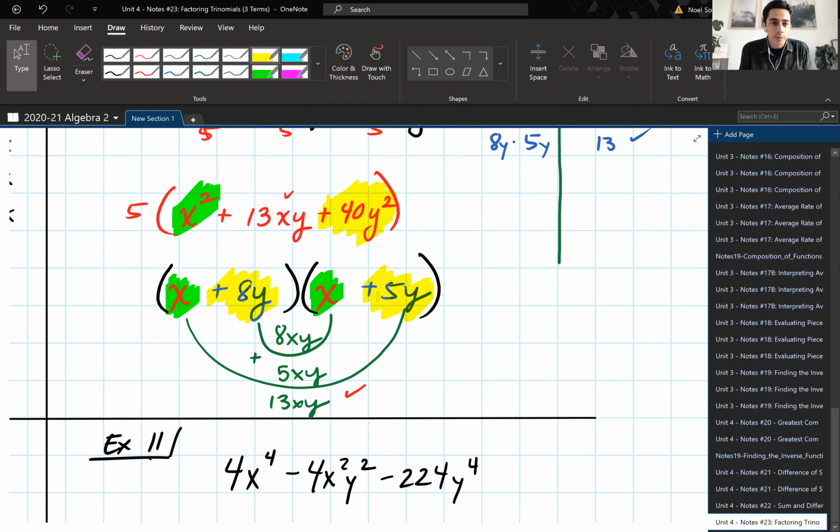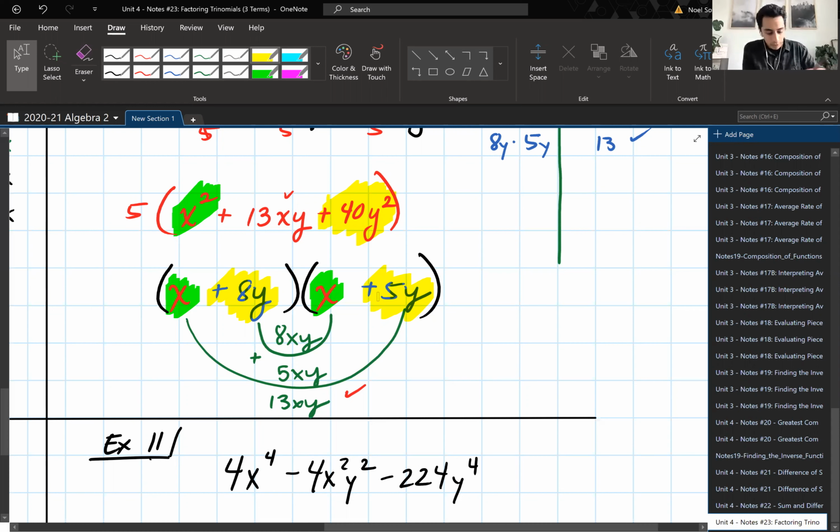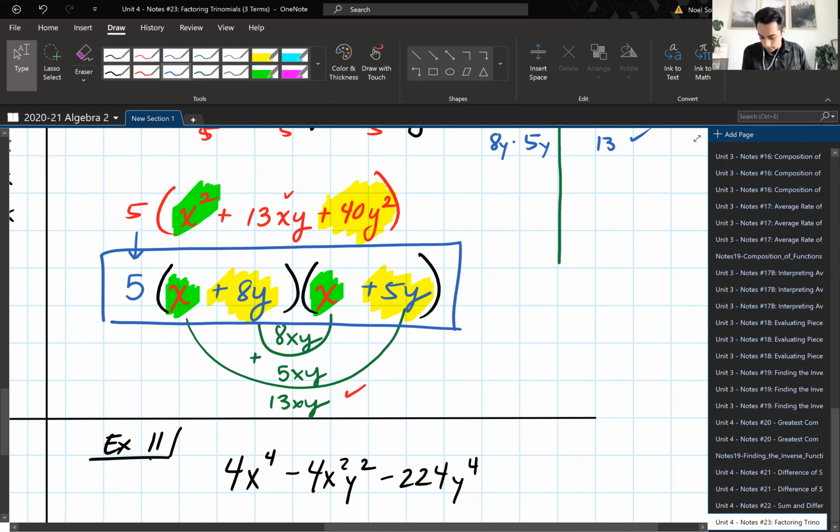What am I forgetting to bring down? The 5, right? 5 was always part of the original polynomial. We would not have the same polynomial if we did not bring down the 5. So bring down the 5, and then we've arrived at the final expression.